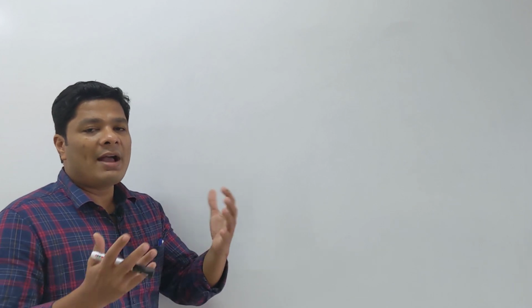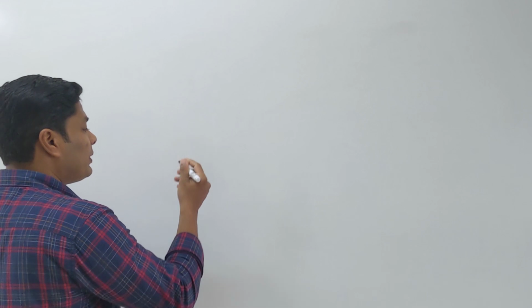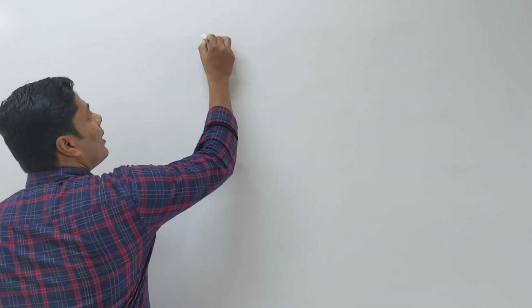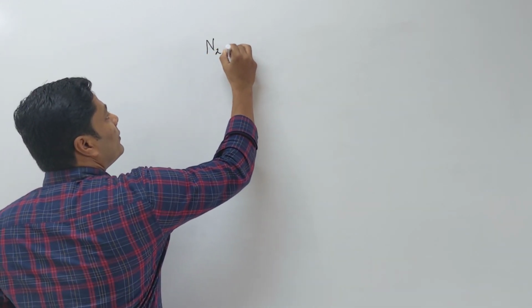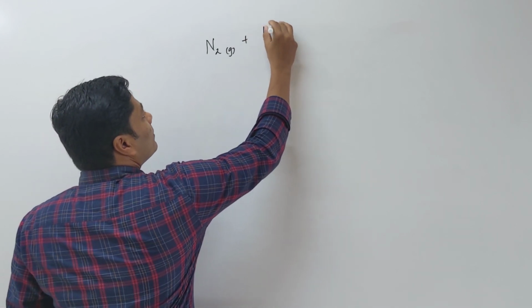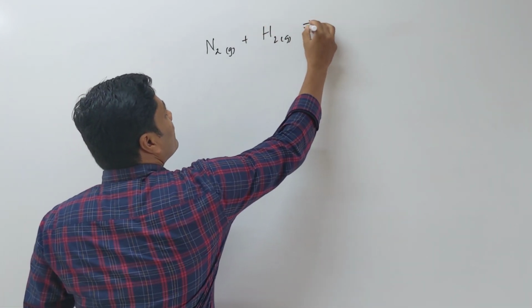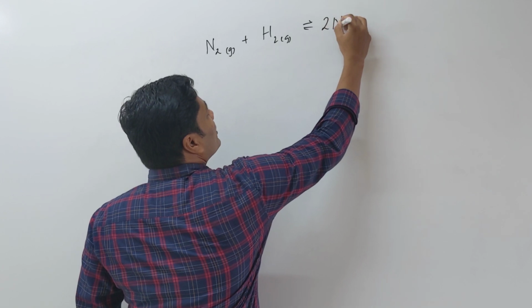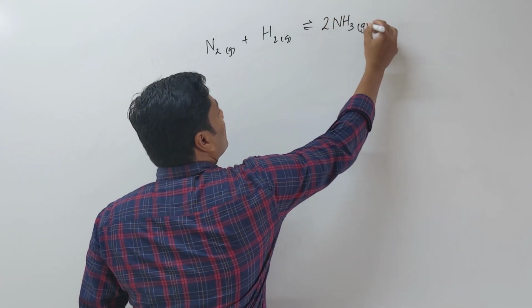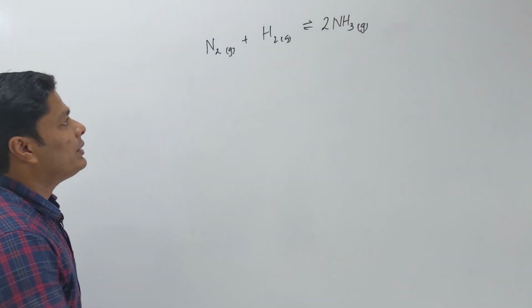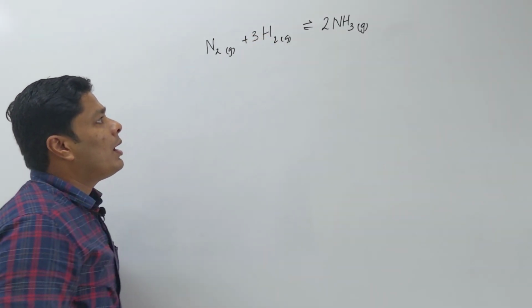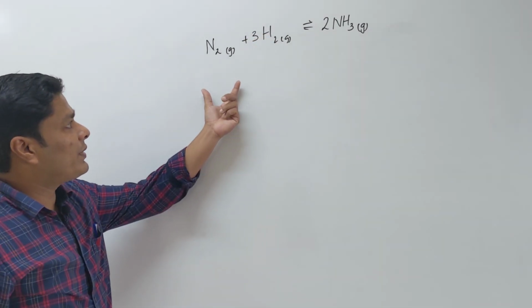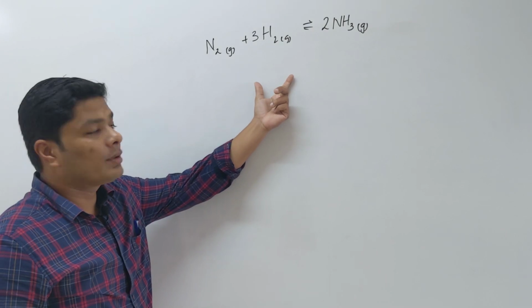Now what does the limiting reagent mean? When you have a reaction, the reagent that gets used up first. Let's take an example that we all know: H2 and N2 gives you 2NH3. Okay, Haber's process, we have already known this, and there are 3 hydrogens.